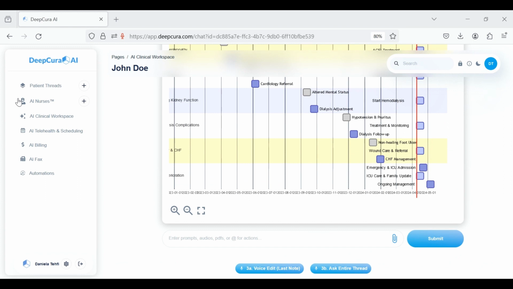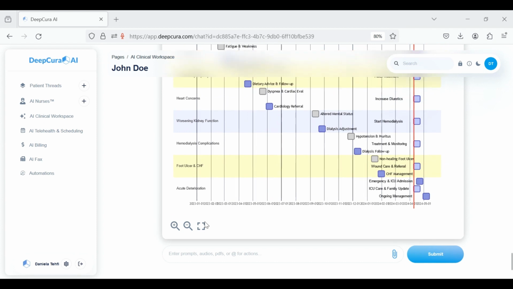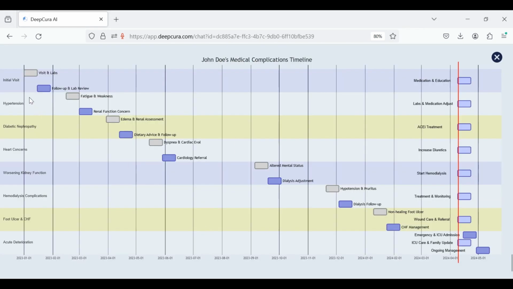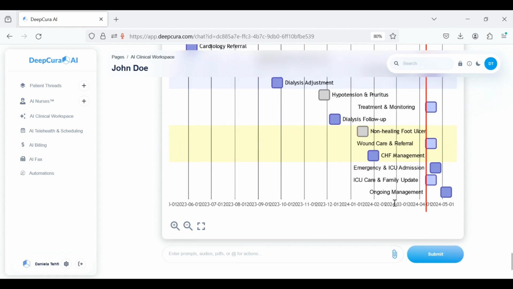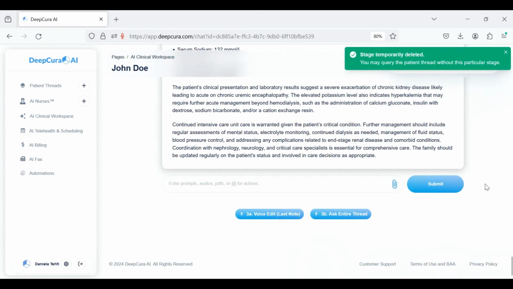So let's just take a look at what it did this time here. So this time, as you can see, it focused just on the actual complications that are mentioned in all of the medical records, and gives us a timeline for those from the initial visit leading up to the ICU admission. So as you can see, just like you can hyper customize everything on Deep Cura, that also applies to the Gantt charts. Now, why don't we go ahead and delete this and make a mind map this time?